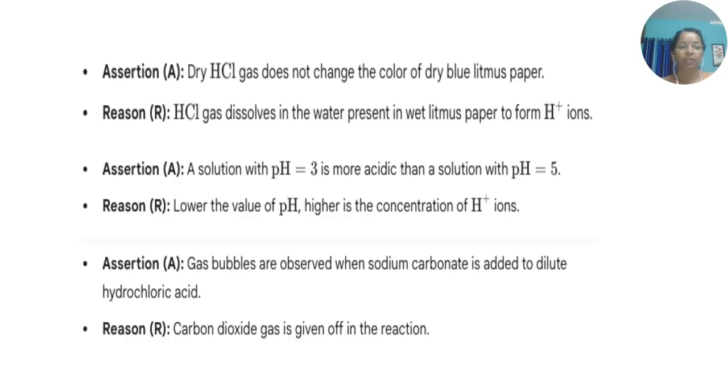Okay. Then next is a solution with pH equal to 3 is more acidic than solution with pH 5. Correct, right? Lower the pH, higher the concentration of H plus ions. So it will be more acidic. Then lower the value of pH, higher the concentration of H plus ions. So it's correct. Okay, so A and R are correct, and R is the correct explanation of A. So option A is the answer for this question.